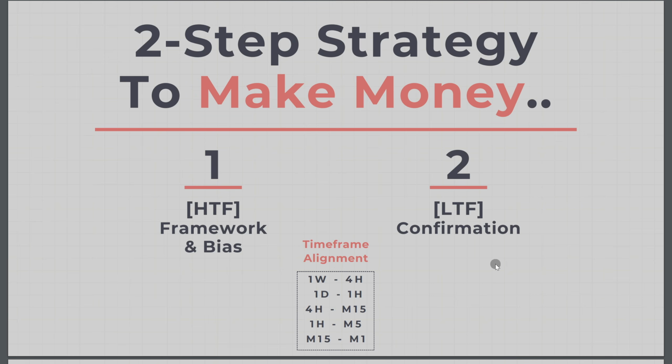Now, how do I make money? Here is a two-step strategy to make money off the market using only lines and rectangles. So the first step is going to be on the higher time frame. That's going to be the framework and bias. What does a framework mean? It means the reason why you're looking for a trade in the first place. So what is the reason, or what am I seeing here in order to take a trade? And I'll give you some examples on that.